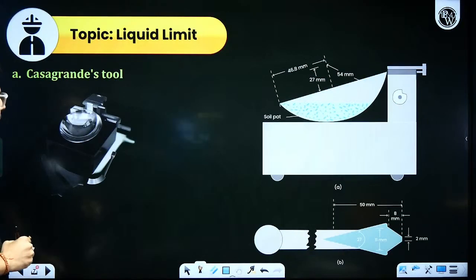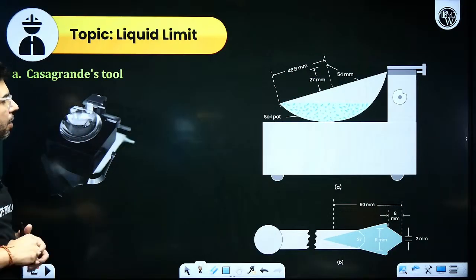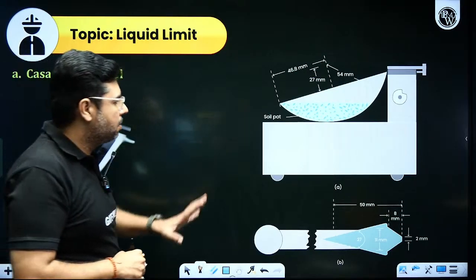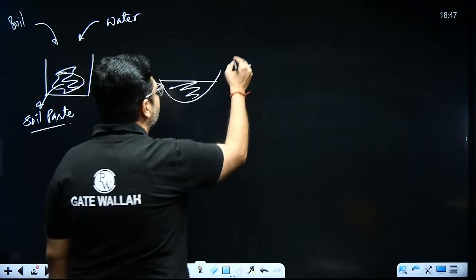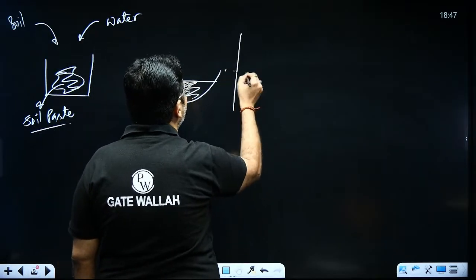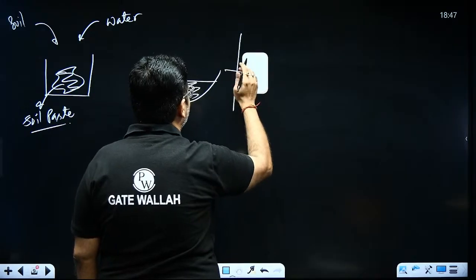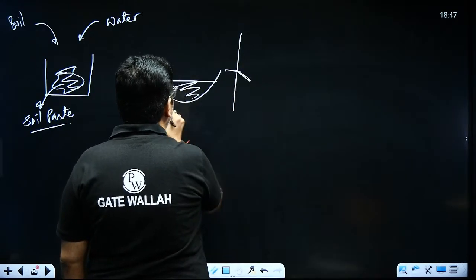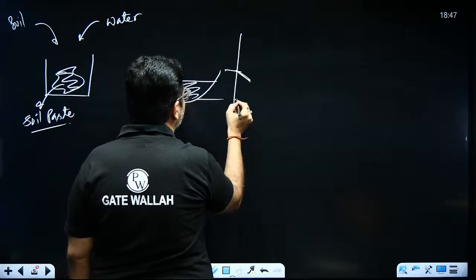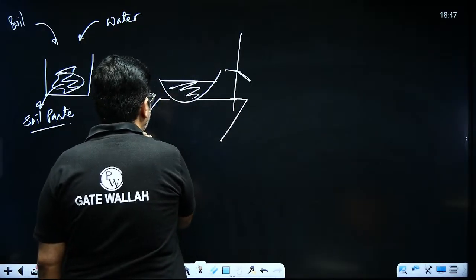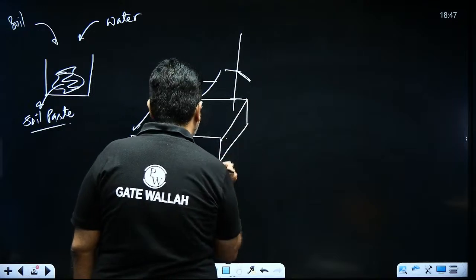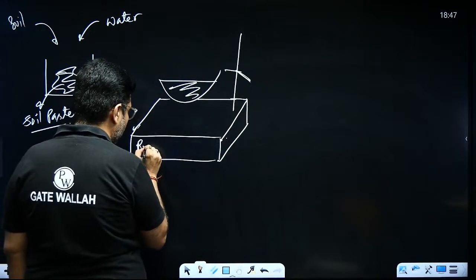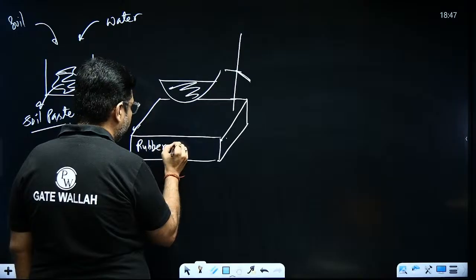See, in the Casagrande bowl, you will see a marking. Till that marking, you should fill the paste. Okay, like this. Now attach this Casagrande bowl on this apparatus, Casagrande's apparatus. There is a handle here, and here you have a rubber pad as well. This is the rubber pad.